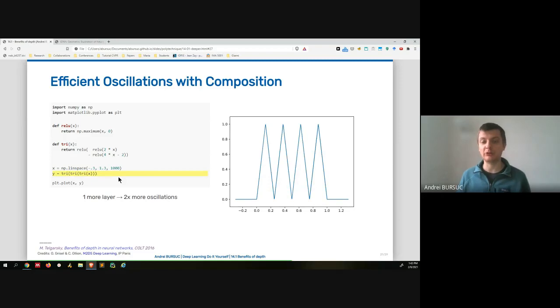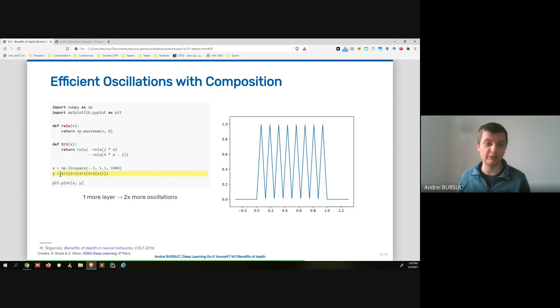But actually, as we go deeper and deeper, when we add one more layer, we double the oscillations. So we are more efficient at getting these spikes by using fewer ReLUs, like fewer neurons. And the same as we go even deeper. So we're now at 4 layers. We can see that we get more and more oscillations, which allow us to be more expressive and to approximate the function that we wish for better.